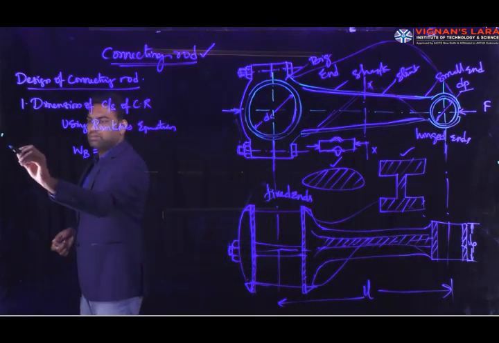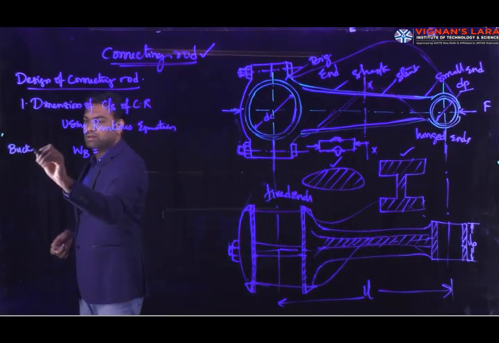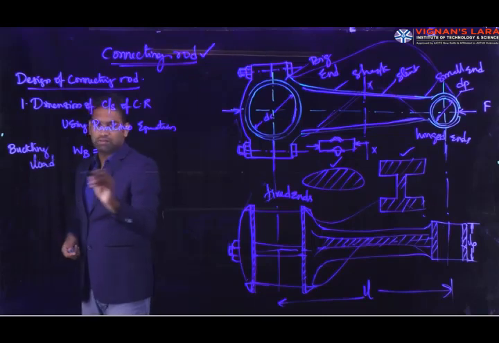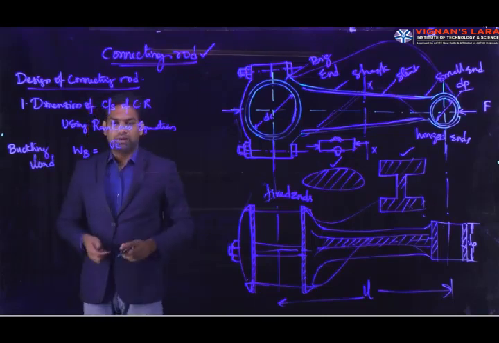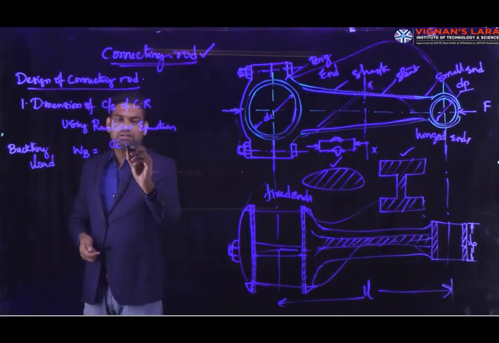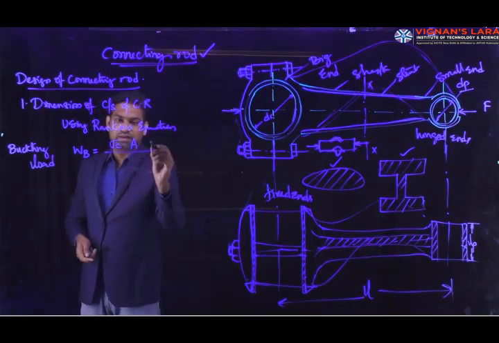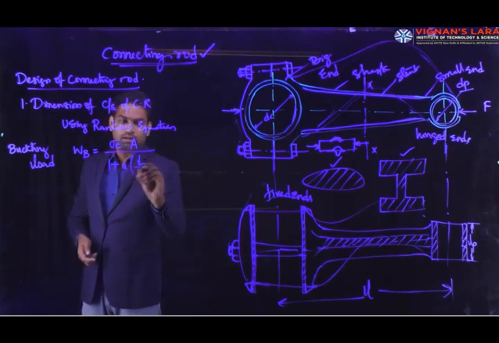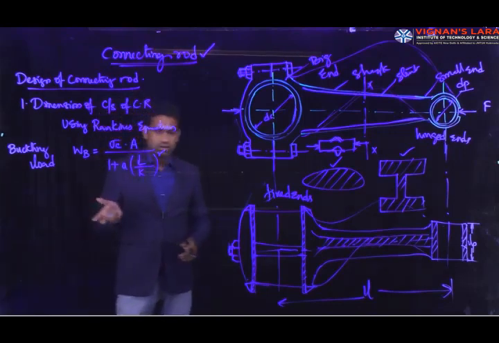By means of Rankine's equation, the buckling load WB is given by sigma c into A, where sigma c is the permissible compressive stress and A is the area of cross section, divided by 1 plus a into (L by K) whole square. So this is the general buckling equation.